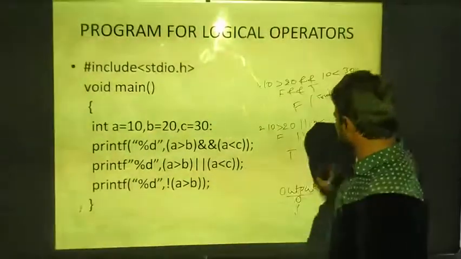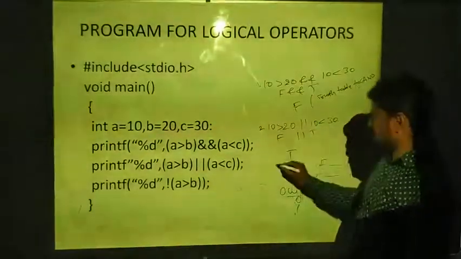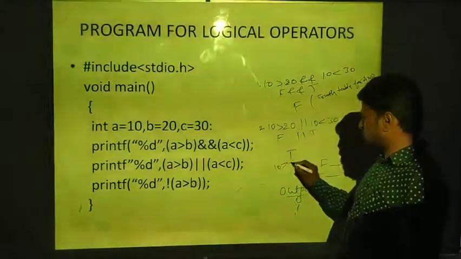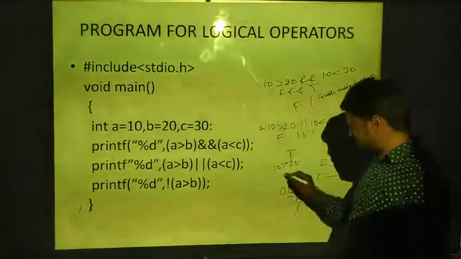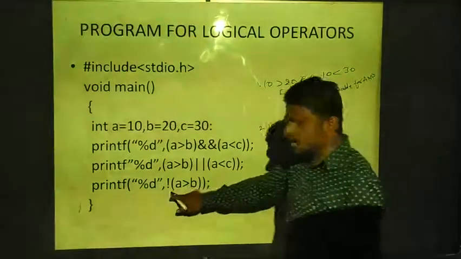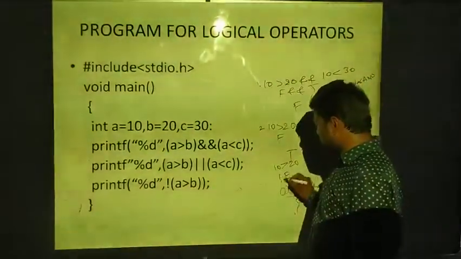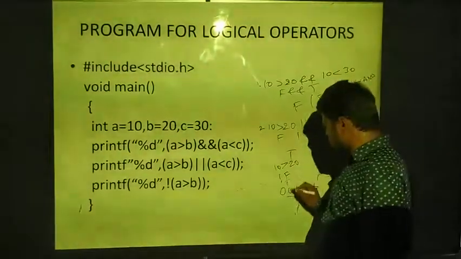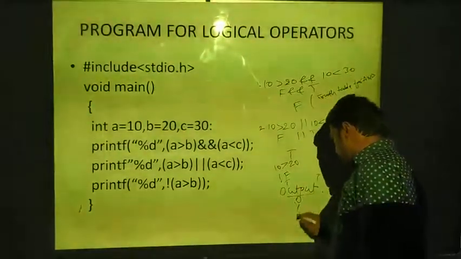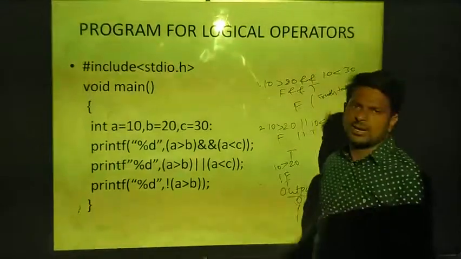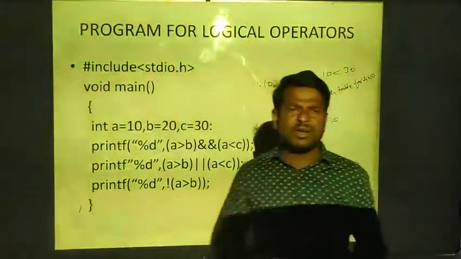Now, a greater than b for the third statement. Let us check. 10 greater than 20? No, it is false. But what is here? Logical NOT. NOT false means what? It is true only. So the result will be true only. 0, 1, 1. This will be displayed on your output.